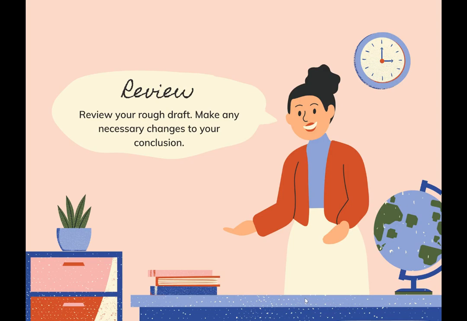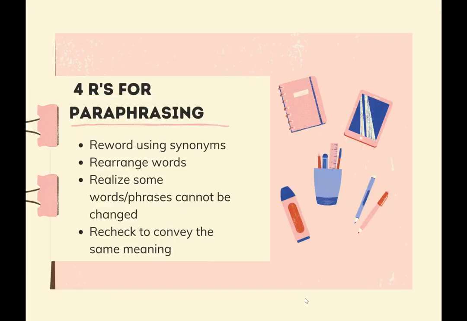Before we begin, let's talk about your rough draft and make sure that your conclusion restated the main idea in a different way. If you don't know how to do that, make sure you reference the 4 R's of paraphrasing: reword, rearrange, realize some words have to stay the same, and then recheck to make sure that it's the same meaning. If your concluding sentence doesn't do all of those things, then try rewriting it.